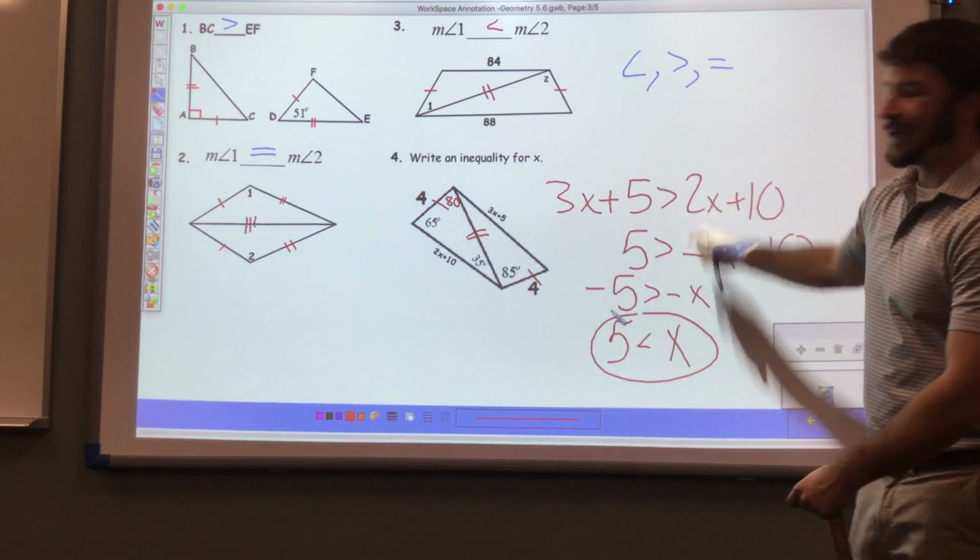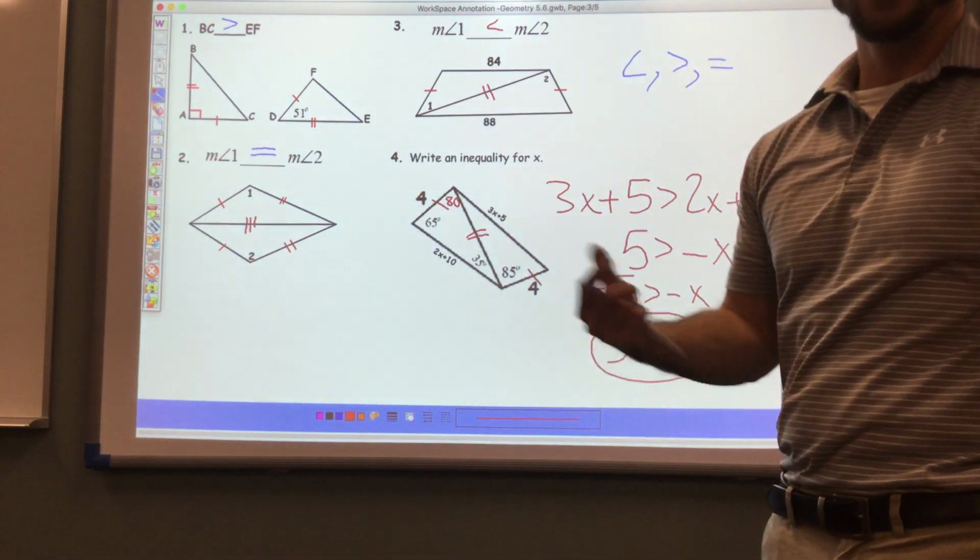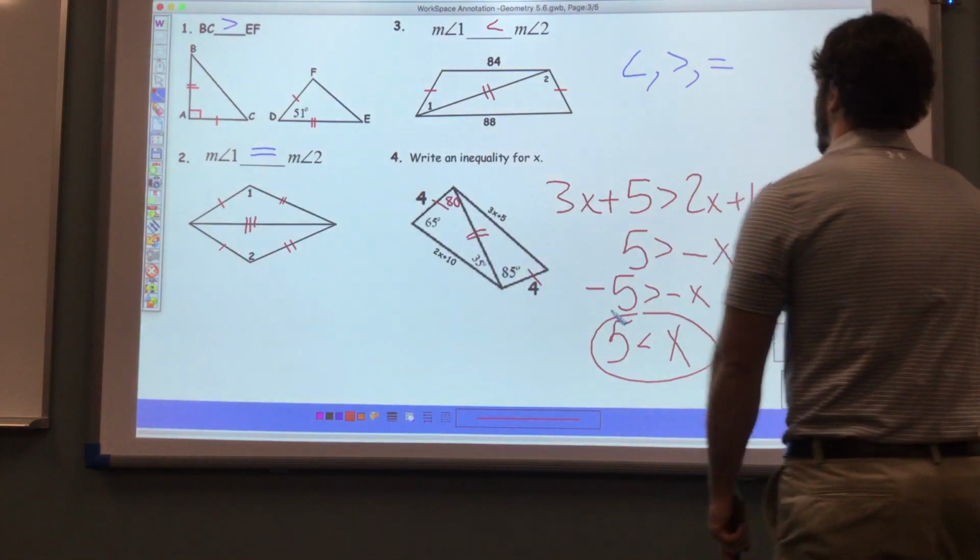So you solve an inequality just like you would an equation. The only difference is when you divide or multiply by a negative, you have to flip your sign, or flip the switch, so to speak.